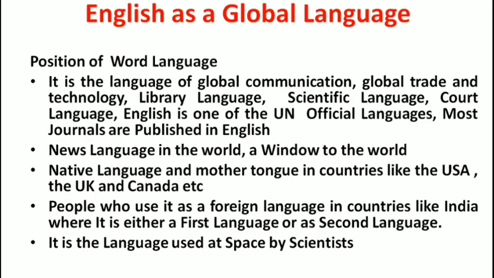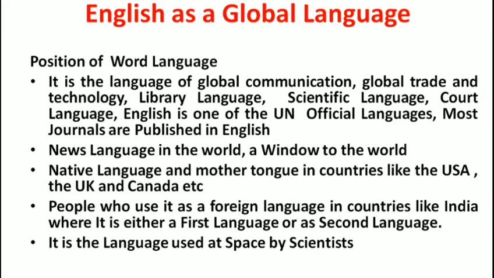Here we can look into the position of English as a global language, or the position of English in the world. It is the language of global communication, global trade and technology. It is a library language. Library language means that major books in the world are published in the English language. And scientific language means that the majority of the scientific journals are published in the English language.